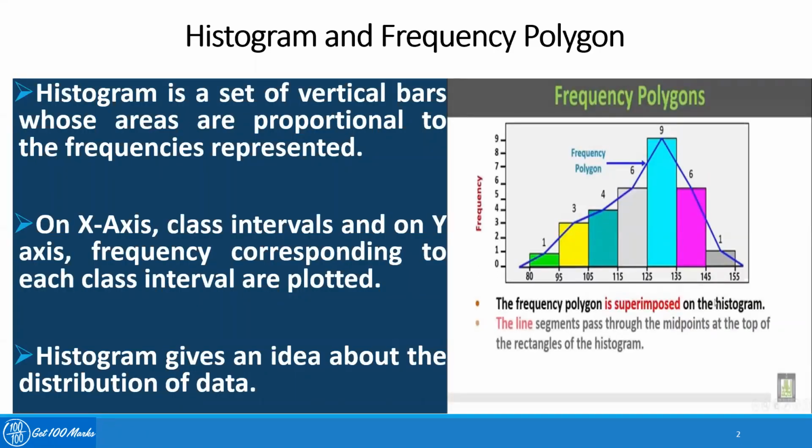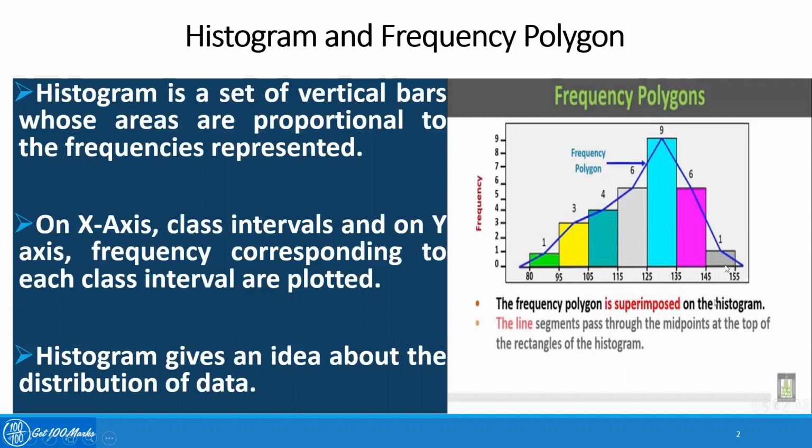Let's discuss the histogram and frequency polygon. A histogram is a set of vertical bars whose areas are proportional to the frequency of that particular class. On the x-axis, we put the class interval, and on the y-axis, we depict the frequency of each class interval.